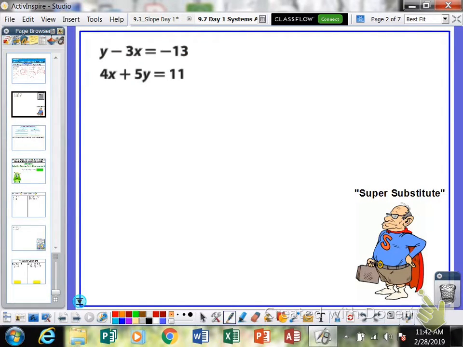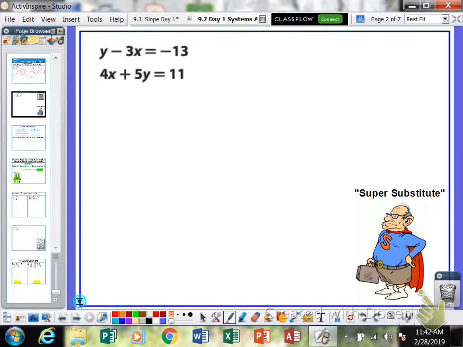Now for this next problem, we're going to be using the substitution method to solve. But this one's going to be a little bit more difficult because if you notice, they don't give us what one of the values equals right away. Okay, we don't have y equals something or x equals something. So in order to substitute here, we need to have our y equal to something or our x equal to something. So we have to manipulate one of these equations to get y equals something or x equals something.